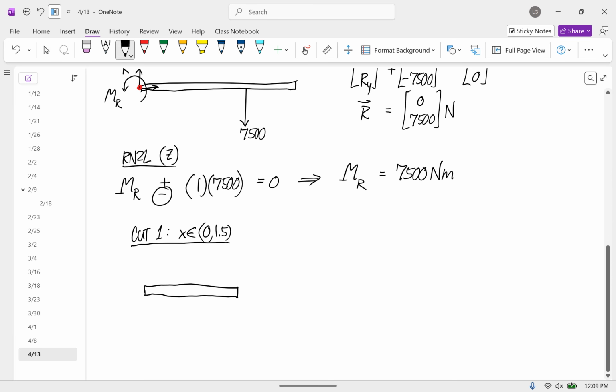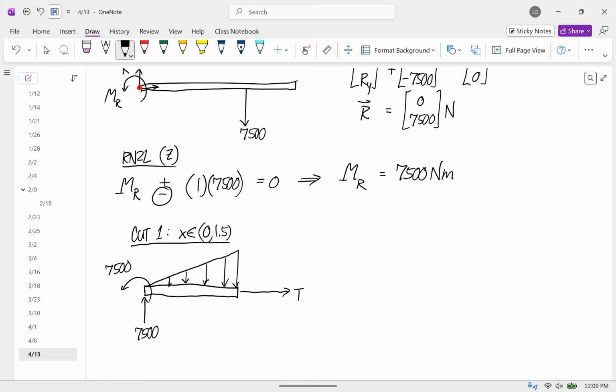All right. So now our cut. So we have the 7,500 up. We have the couple here of 7,500. Then we have, I'm going to do this in 2 steps. So we have this part of the distributed load. And I'll think about the height of that in a second. Then we have T, V, and M. You could put in the fancy T for torque, but there are no external torques, so that's going to end up being 0. So I'll just draw it like this.